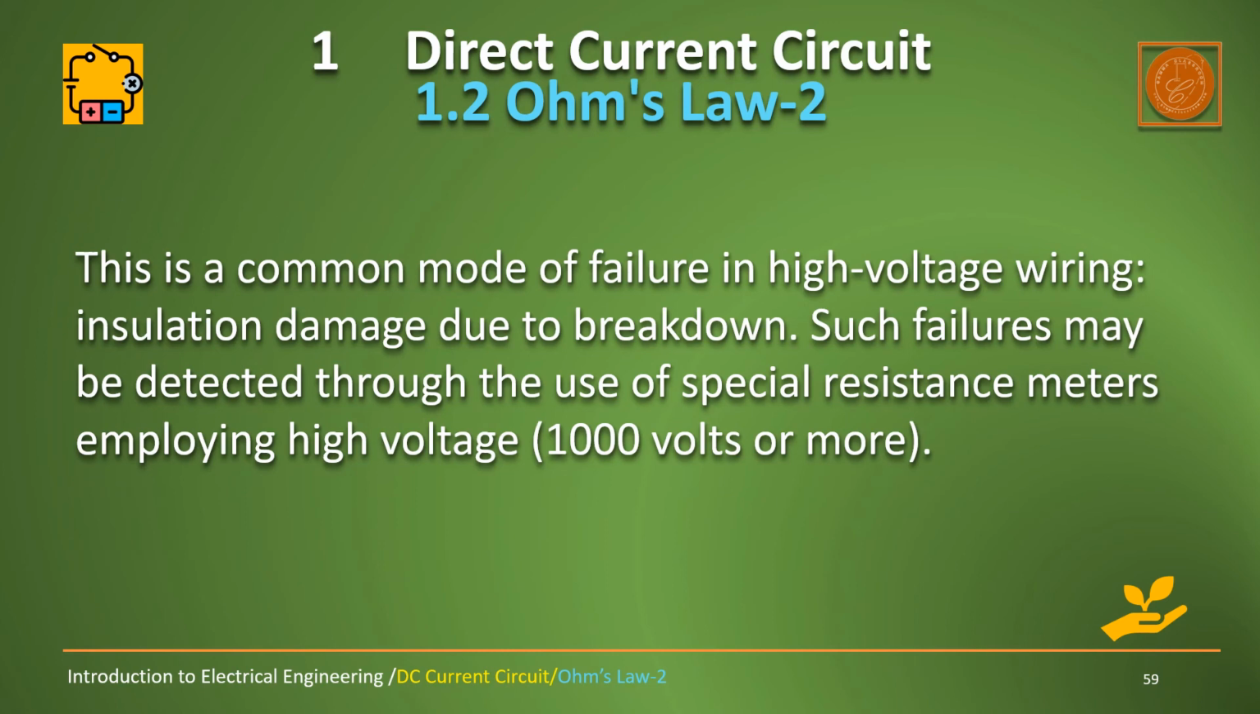This is a common mode of failure in high voltage wiring: insulation damaged due to breakdown. Such failures may be detected through the use of special resistance meters employing high voltage, 1000 volts or more.